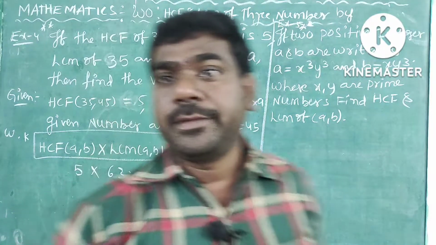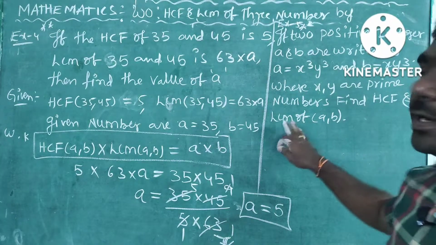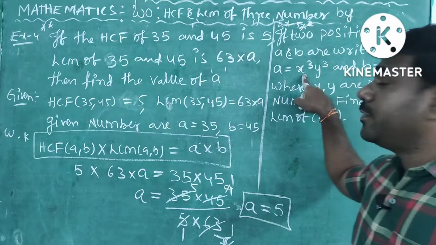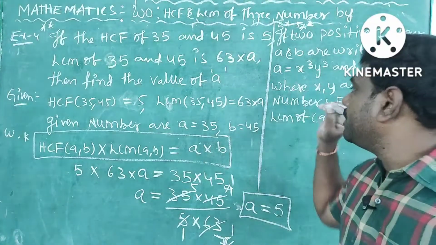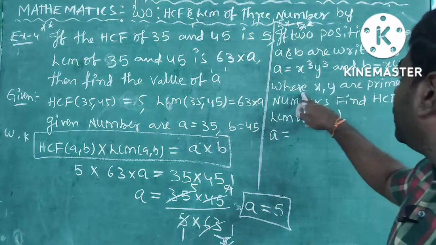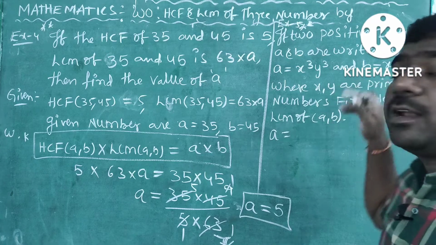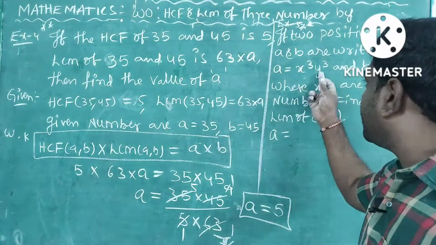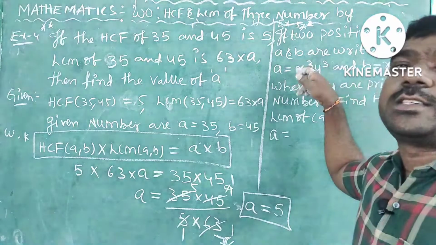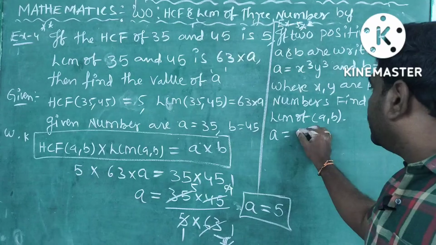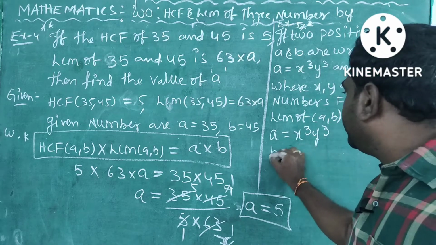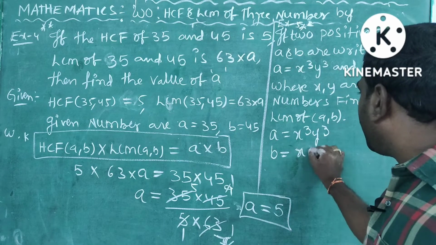Next question. We are going to find out the HCF and LCM. Here they have only written the unique factorization form of each number. A is one number, already in the form of unique factorization. Here it is mentioned x and y are prime numbers, meaning it is a product of prime numbers, in the form of powers and exponents. So A is x cube, y cube. Next one is B, another number, it is x, y cube.